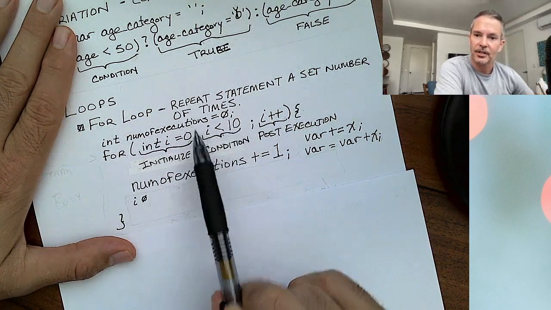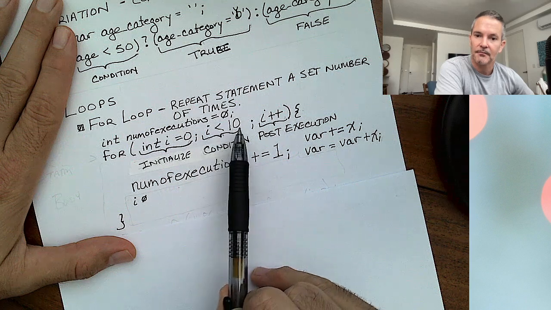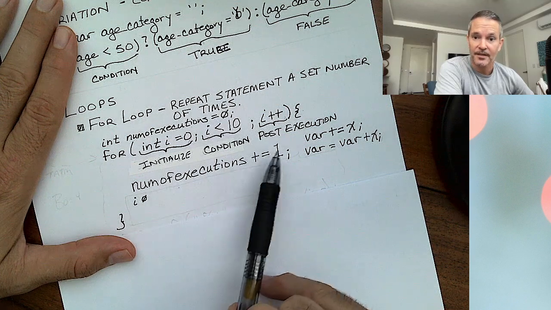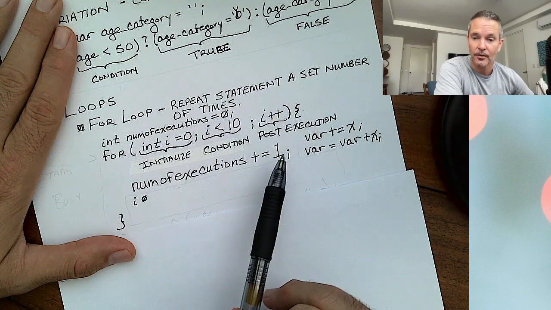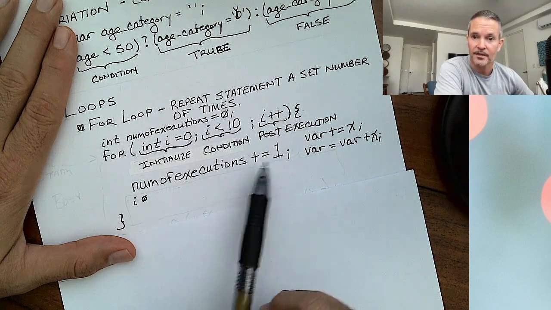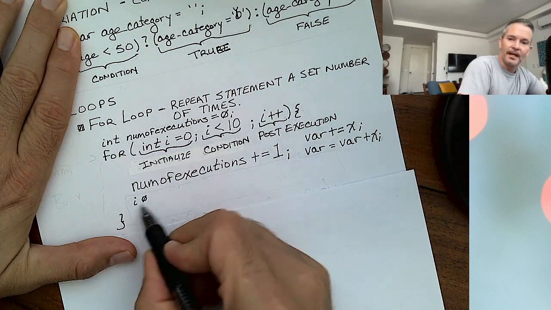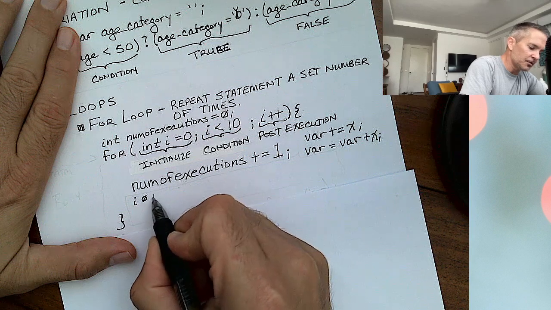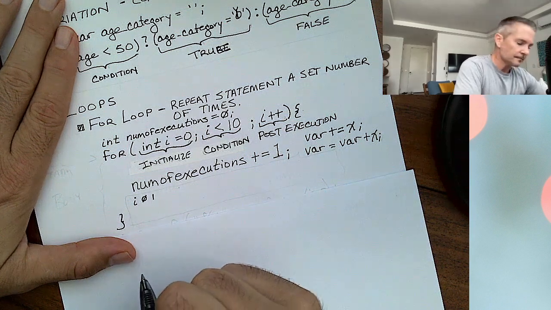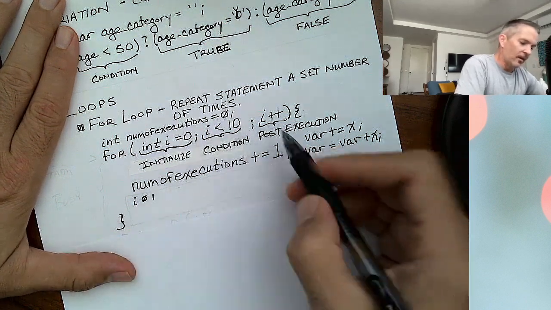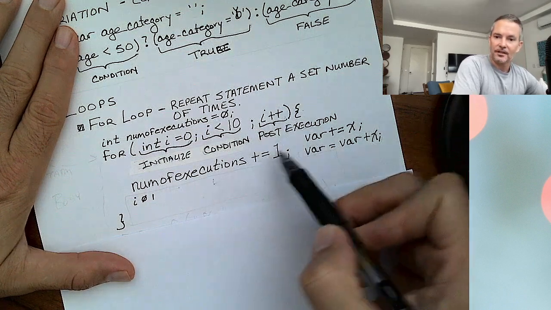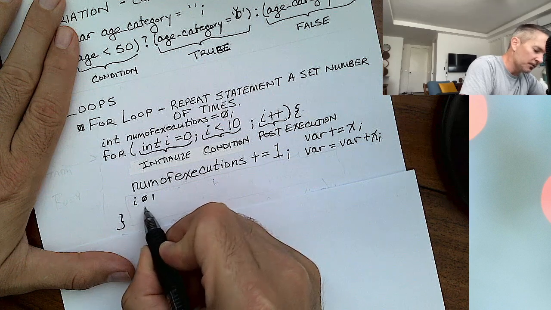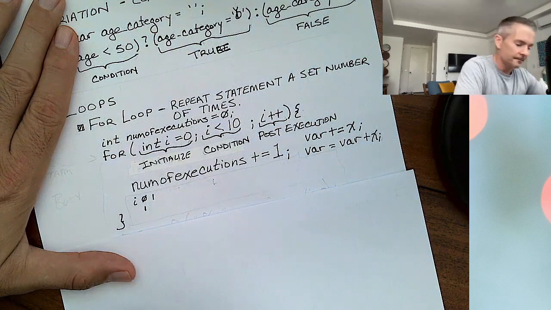We test the condition. Is I less than 10? Yep, I is less than 10. All right, now we execute what's happening here. We increase number of executions by 1. So when I equals 0, I'm going to enter the loop, and I will set number of executions to 1. All right. Now, finally, I've finished the statement. I'm going to increment I. So now I is going to be equal to 1.